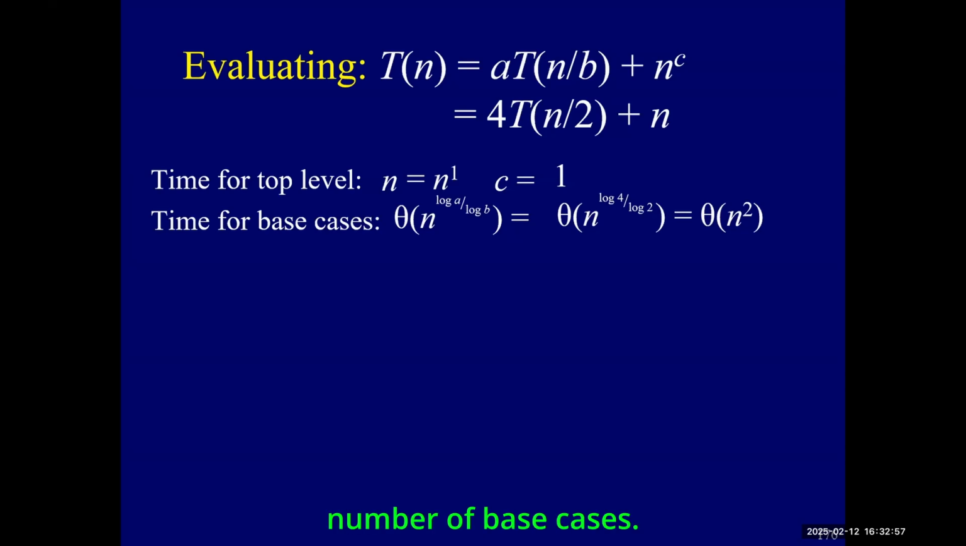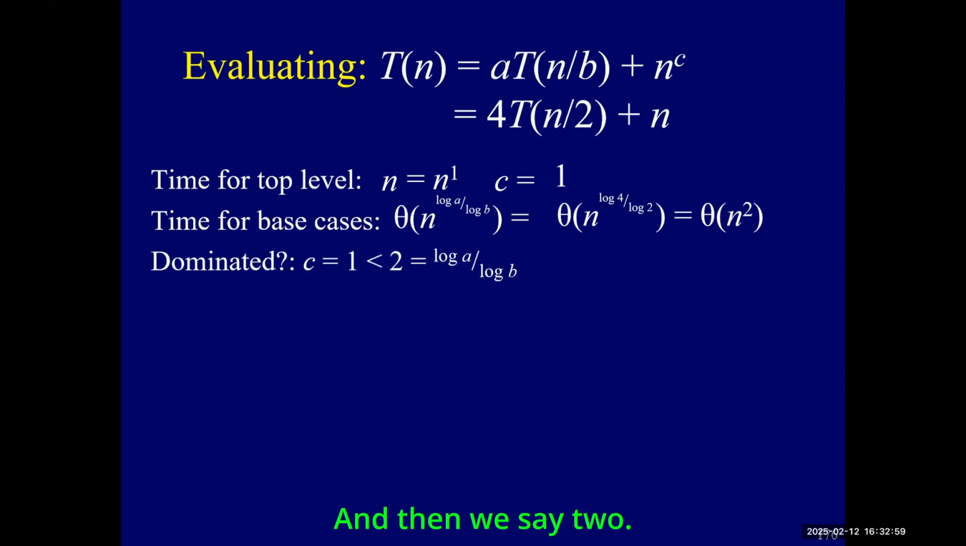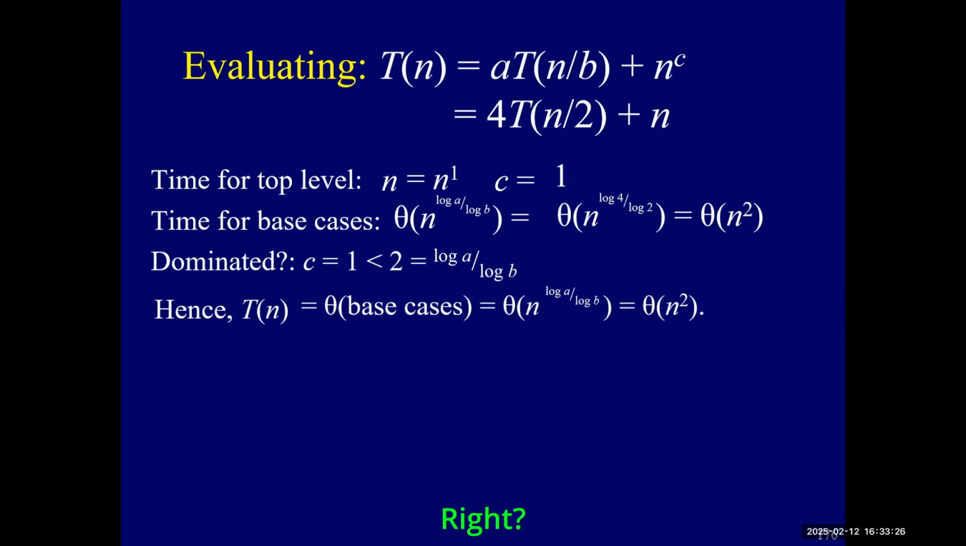So the number of base cases is n to the log a over log b, and we say 2 is bigger than c. The work at the top is n to the c. The work at the bottom is n to the log a over log b. So you compare them, and in this case, n to the log a over log b is bigger, so that is the answer. The running time is dominated by the number of base cases, which is n squared. Does that make sense?